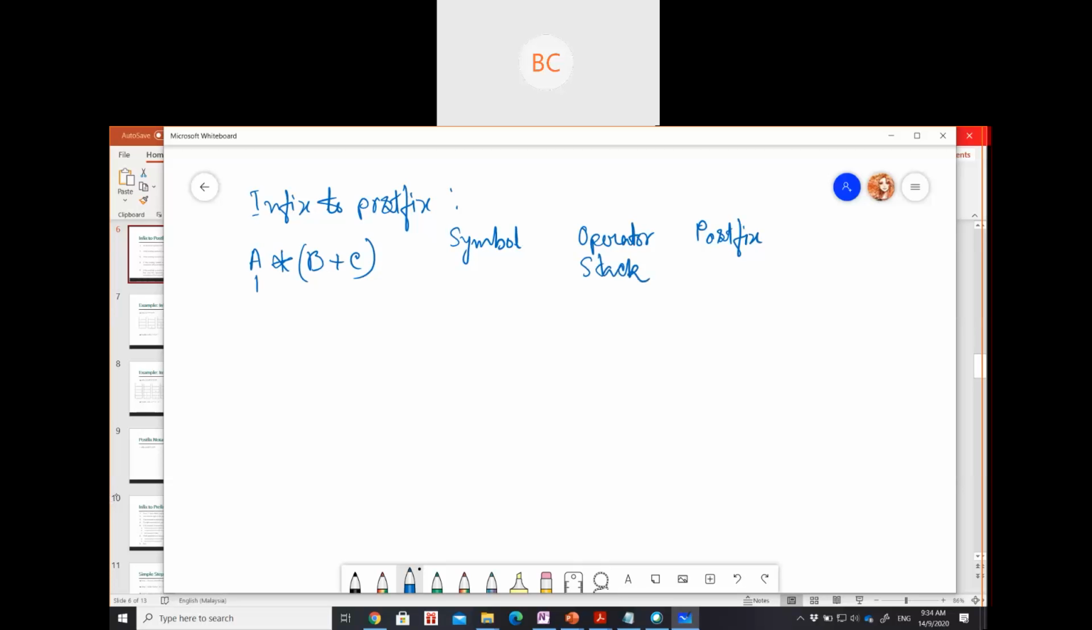So your first symbol here is A. So what you will do, you will simply put A in the postfix notation. So your next symbol is a multiplication sign. So you will simply push it to your stack and your postfix expression remains same. Now you don't know what is after your operator multiplication. So you will just move on and scan it.